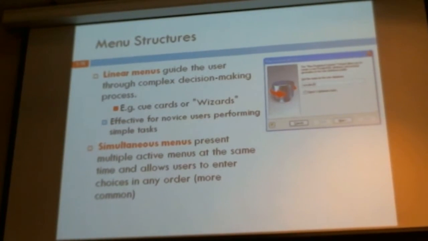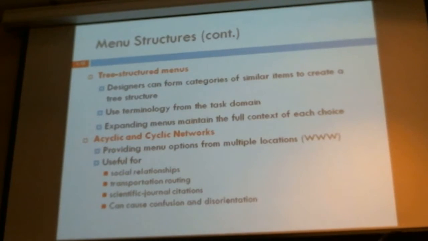There's also simultaneous menus, which present multiple active menus at the same time and allow users to enter choices in any order. This is more common, like in Microsoft Word and other applications that we use, where we can choose different menu items at different times. There's tree structure menus, which are more hierarchical. Designers can form categories of similar items to create the tree structure. Where do we see these types of hierarchical menus?